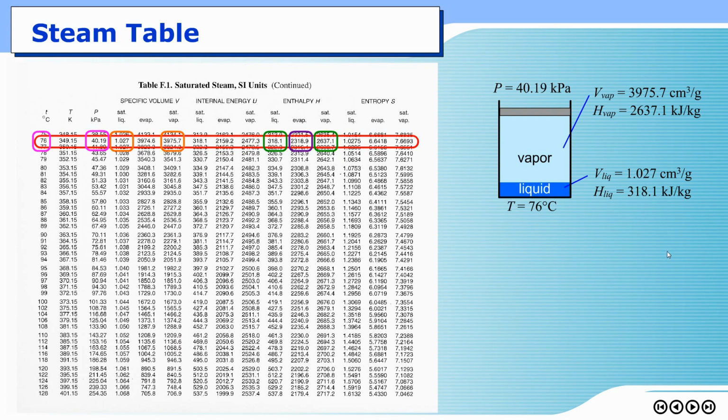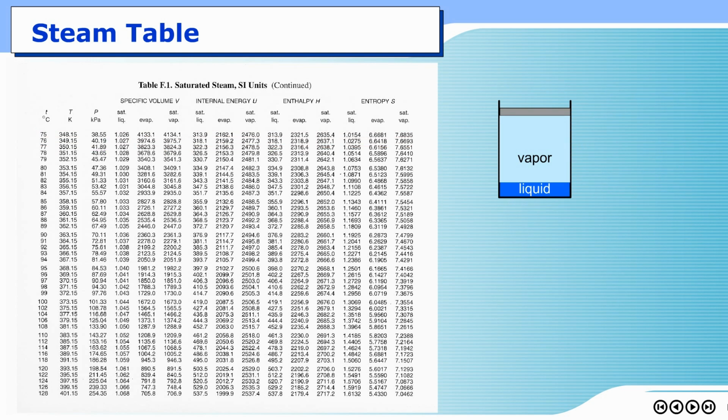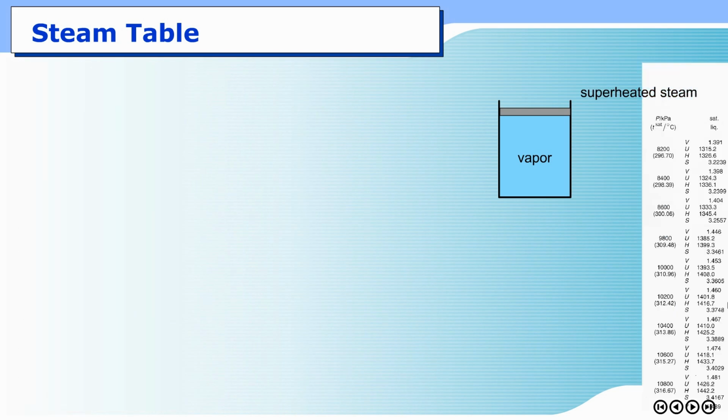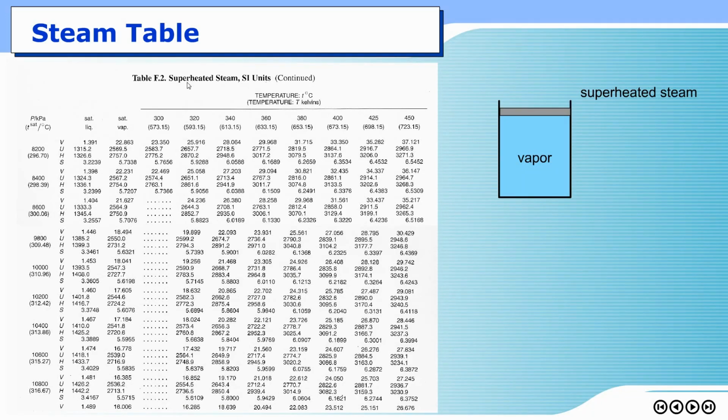Then you can see the change in enthalpy of vaporization, or latent heat of vaporization, is also a function of temperature or pressure. Now, if I vaporize all the liquid water into single phase of vapor, then the system is no longer saturated. This is called superheated steam. Then you need to change the table. This is the superheated steam table.